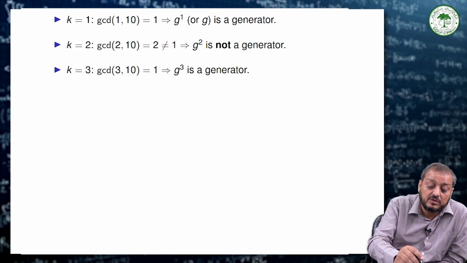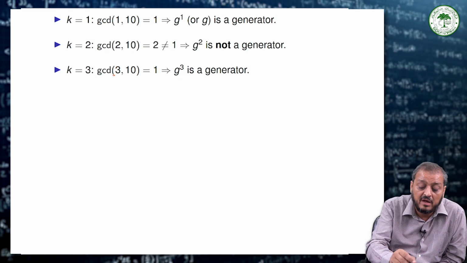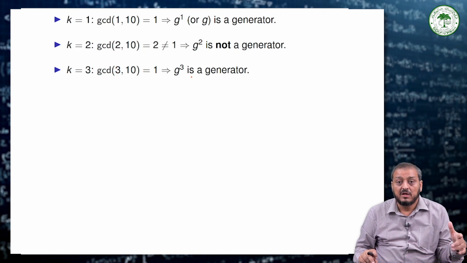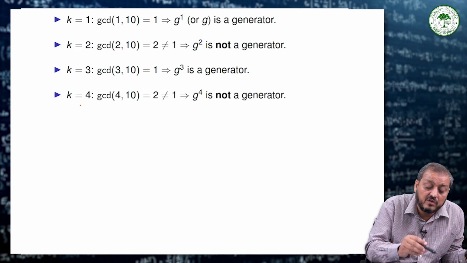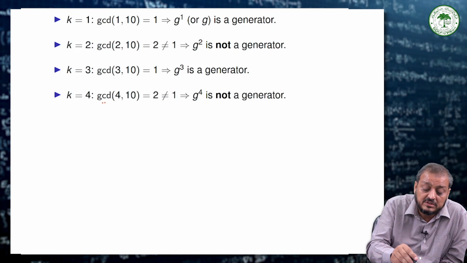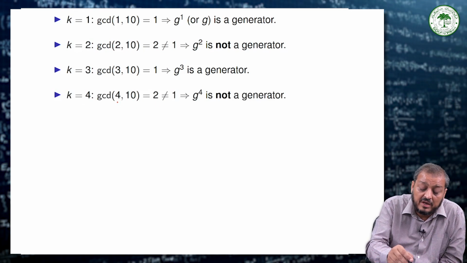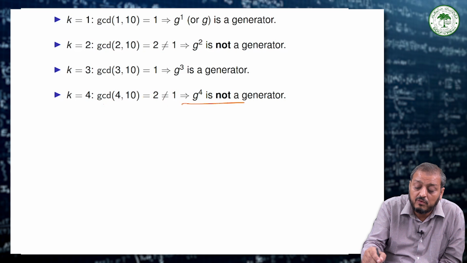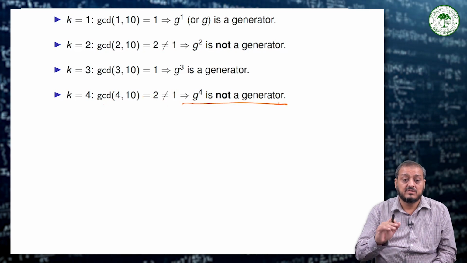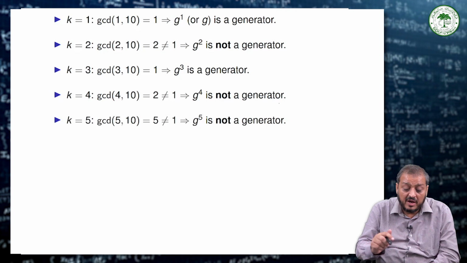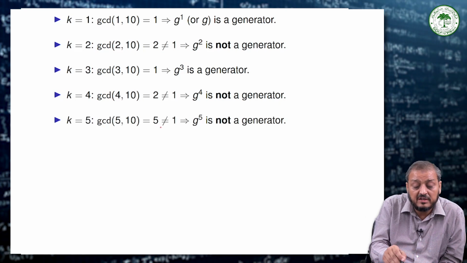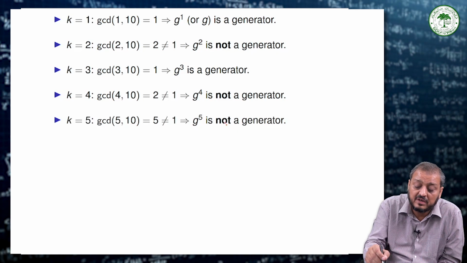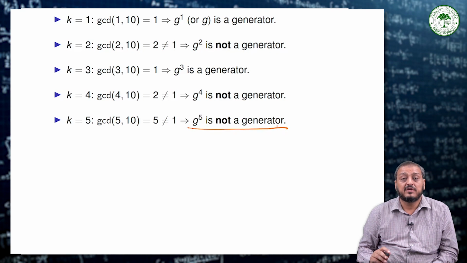Similarly, we take k equal to 3, and 3 and 10 are relatively prime. So, g to the power 3 is a generator of this group. Now, if we take k equal to 4, then GCD of 4 and 10 is again 2, which is not equal to 1. So, g to the power 4 again is not a generator. For k equal to 5, GCD of 5 and 10 is equal to 5, clearly not relatively prime. So, g to the power 5 is again not a generator.